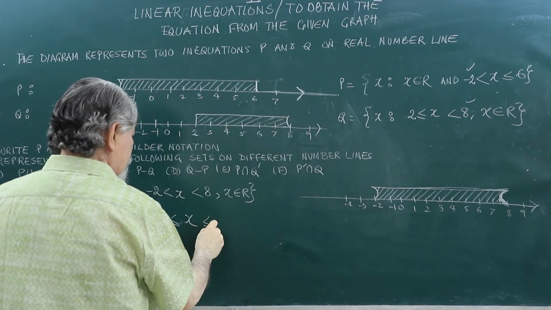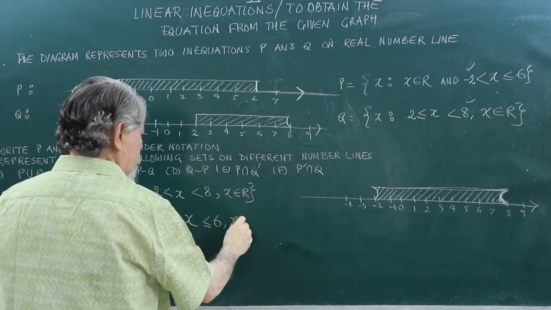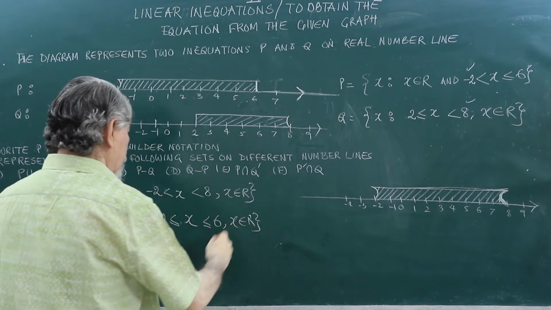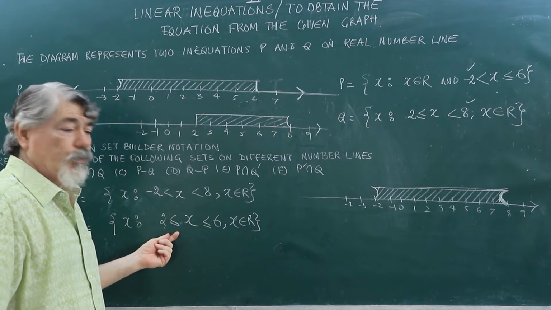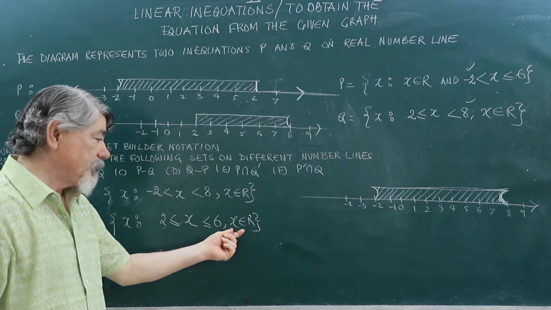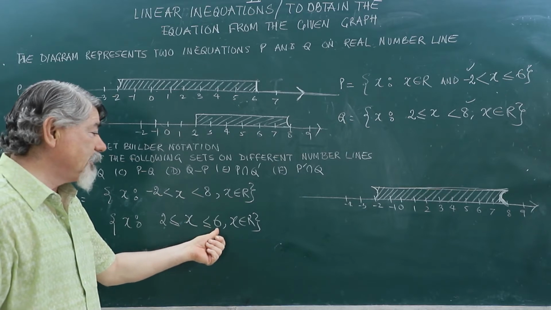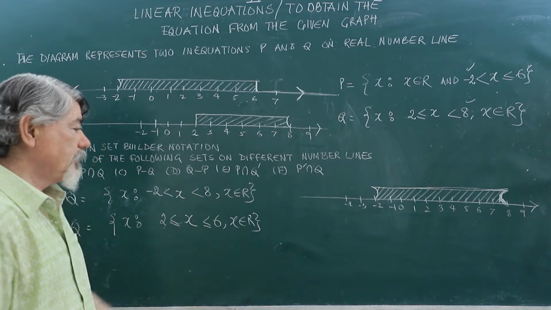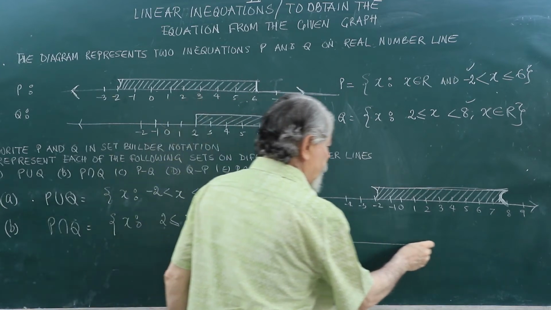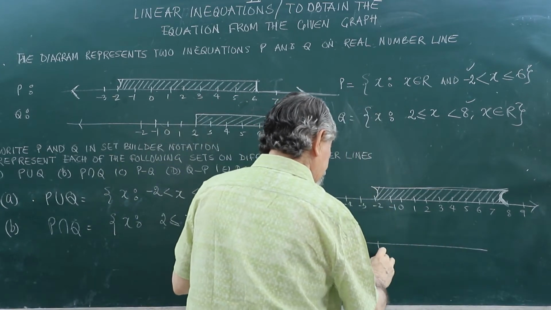So X is greater than or equal to 2 and X is less than or equal to 6. X belongs to the set of real numbers. So only these elements are there.